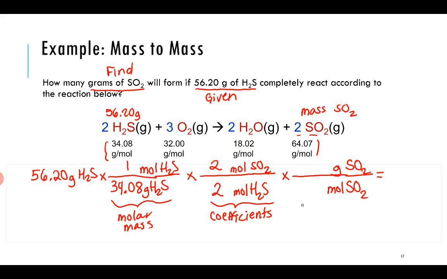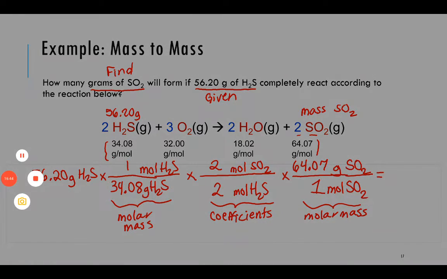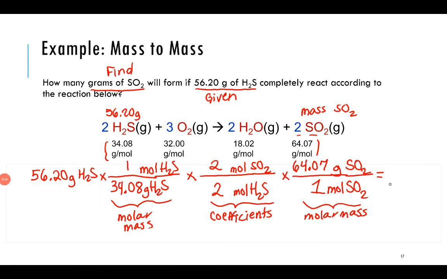And so this is my molar mass. Again, it's just the molar mass of the other substance. So again, the numerical value is attached to the G, and that's per 1 mole. So if we plug that all into the calculator, we get 105.655. And then we look at the units. That grams cancels with that grams. Moles cancels with moles. Moles SO2 cancels with moles SO2. I am left with grams of SO2.